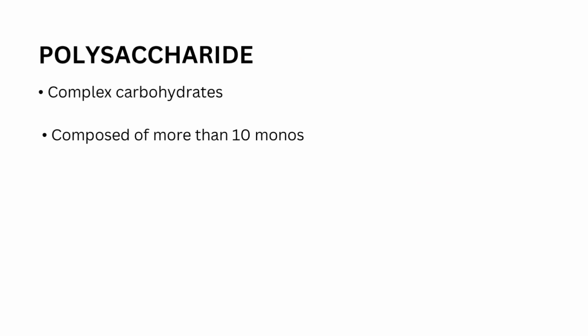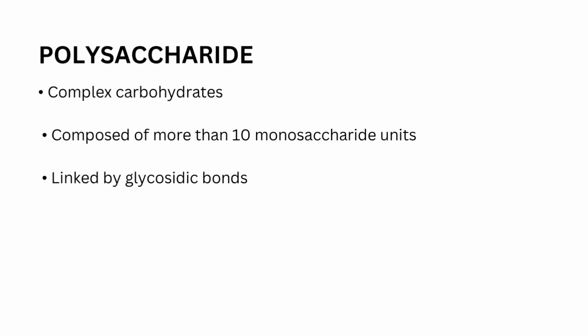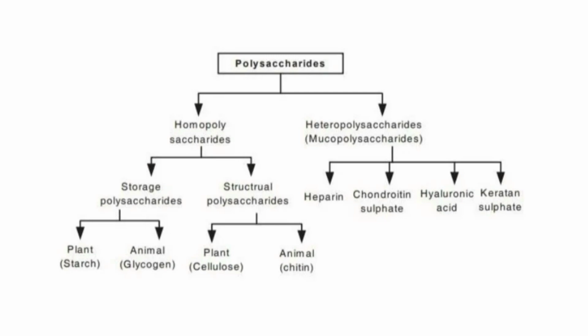The next carbohydrate is polysaccharides. Polysaccharides are complex carbohydrates composed of more than 10 monosaccharide units linked together by glycosidic bonds. Based on the type of monosaccharide unit present, polysaccharides are classified into homopolysaccharides and heteropolysaccharides.